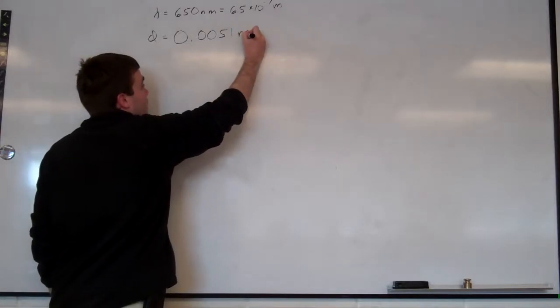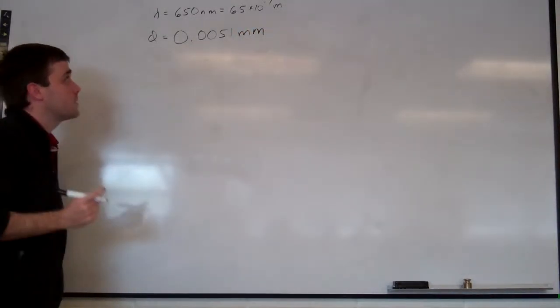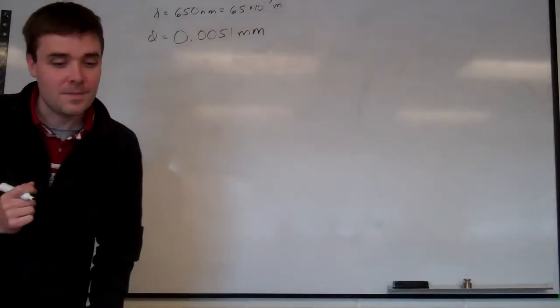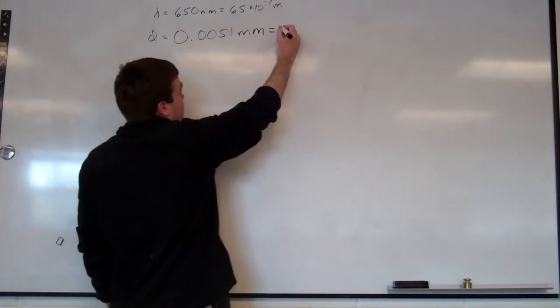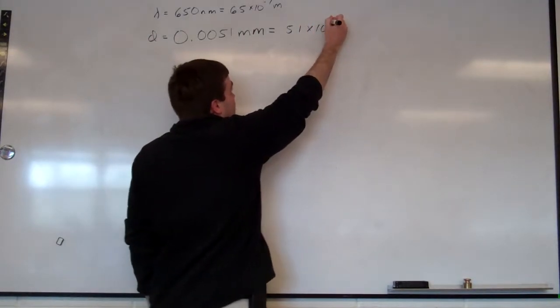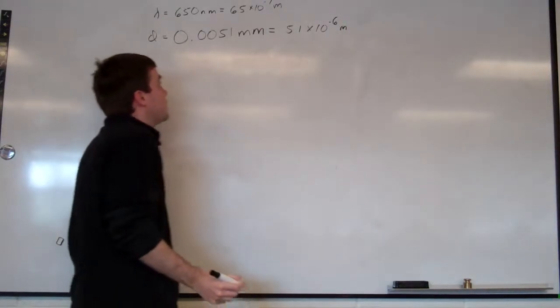Millimeters. That's pretty critical. Alright, so we divide that by 1,000 to get 5.1 times 10 to the negative 6 meters for d. Any questions on how to get either of those?